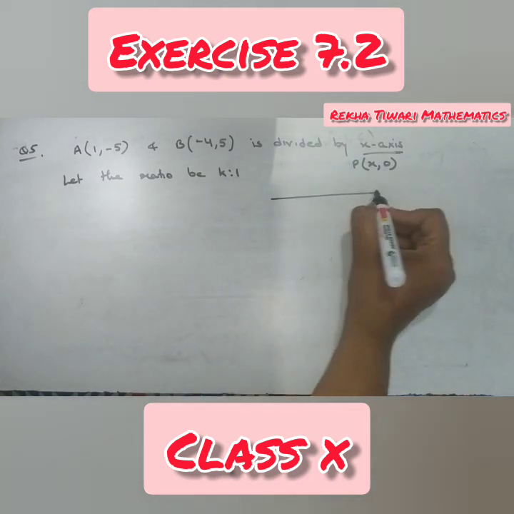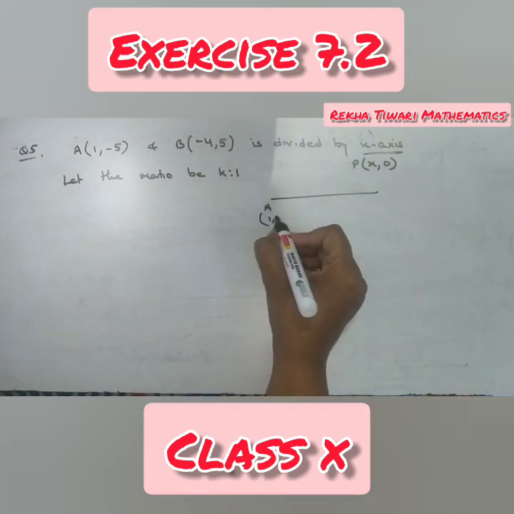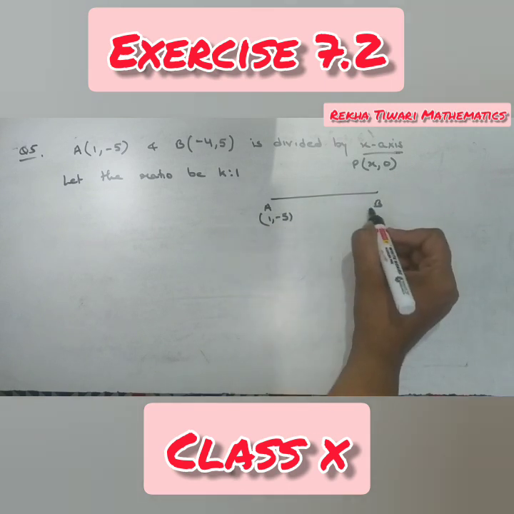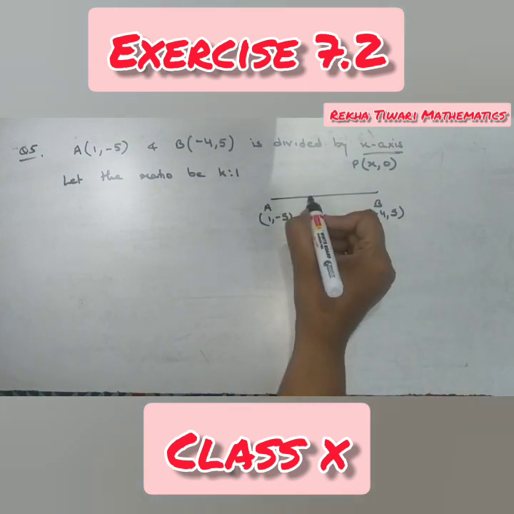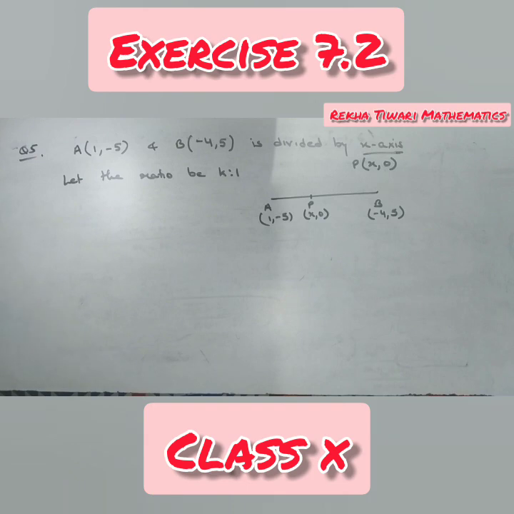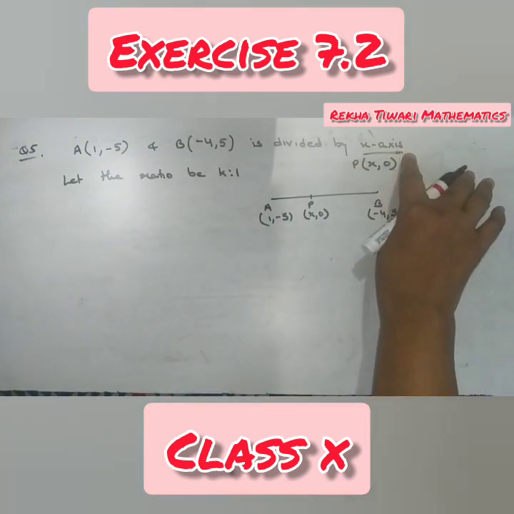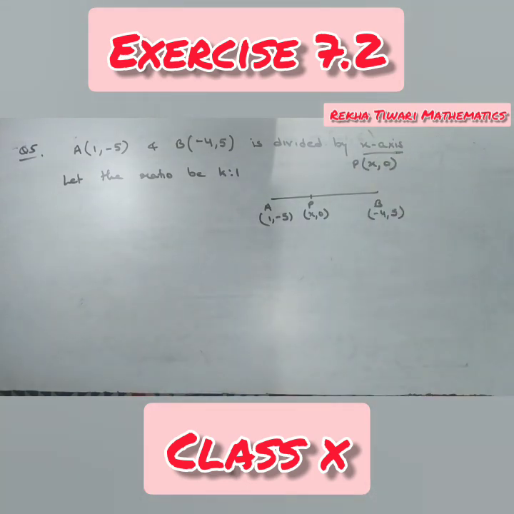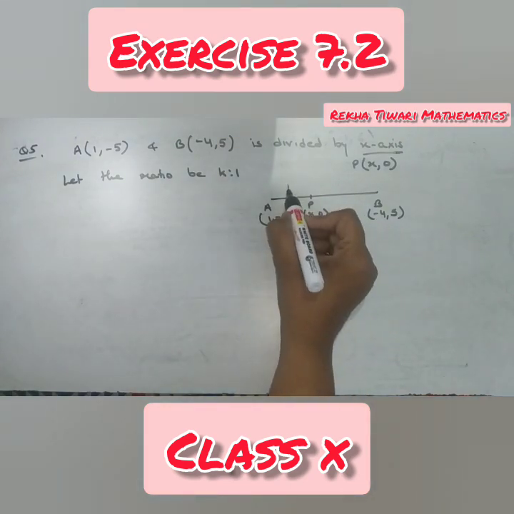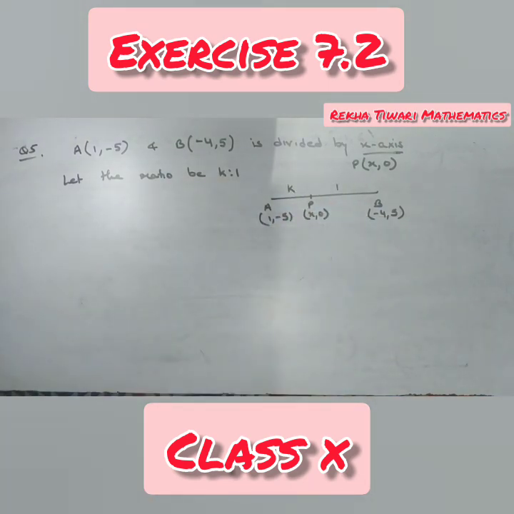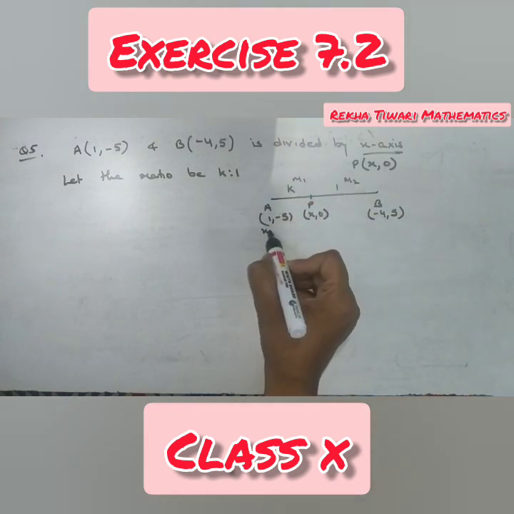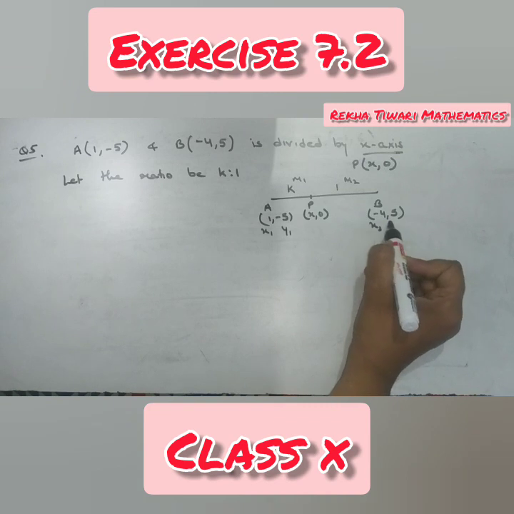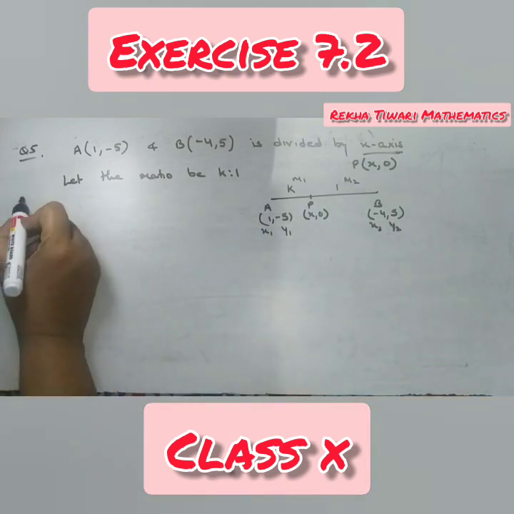So let us draw the line. This is A 1, -5, B -4, 5 divided by some point P whose coordinates are x, 0. This is not given to us, but the word is given is divided by x-axis and the coordinates of x-axis is x comma 0. And ratio I have taken as k is to 1. So proceed in the same way. This is m1, m2, x1, y1, x2, y2. Section formula.